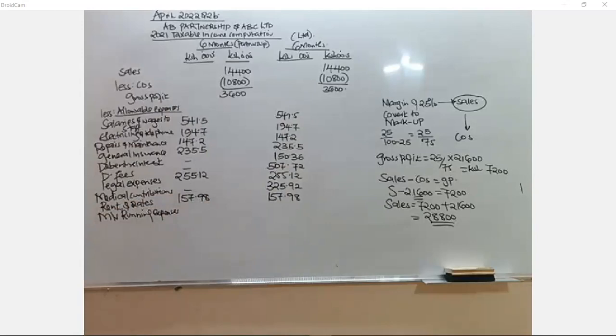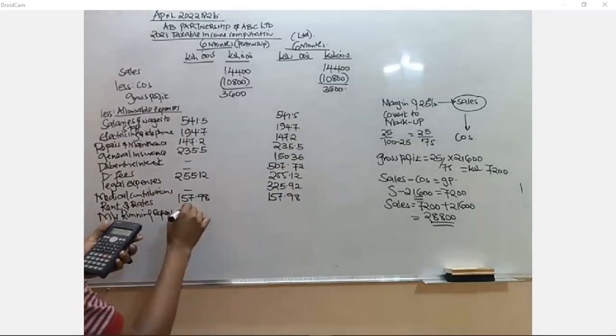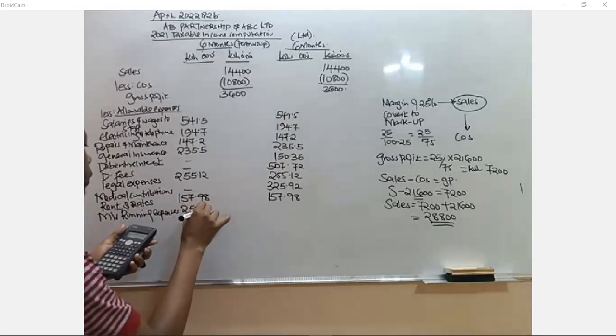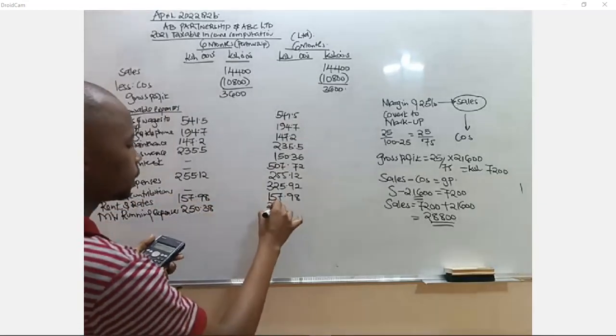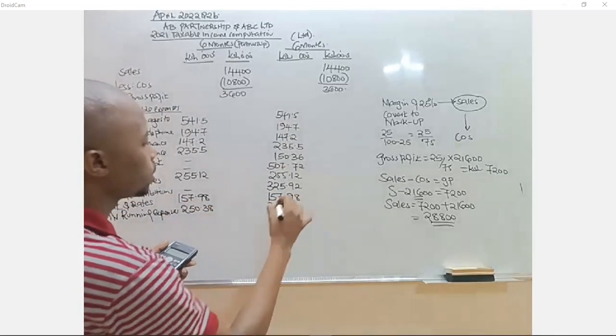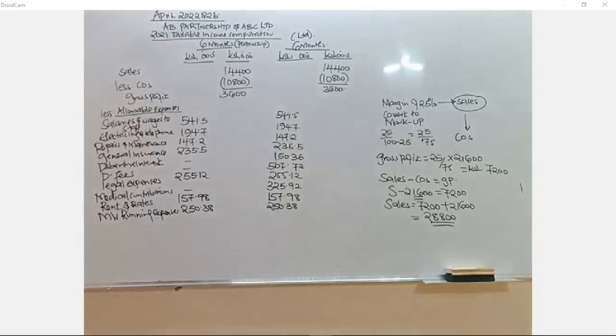Okay. Now, motor vehicle running expenses amount to 500.76. You divide just by 2, getting 250.38, and here 250.38. Then we have printing and stationery.